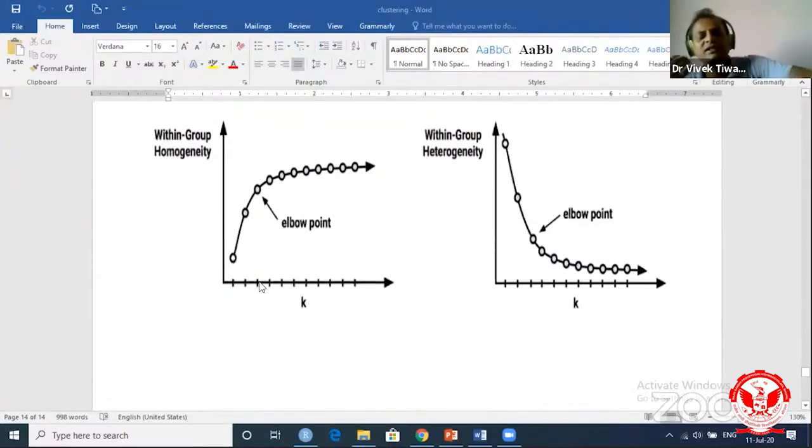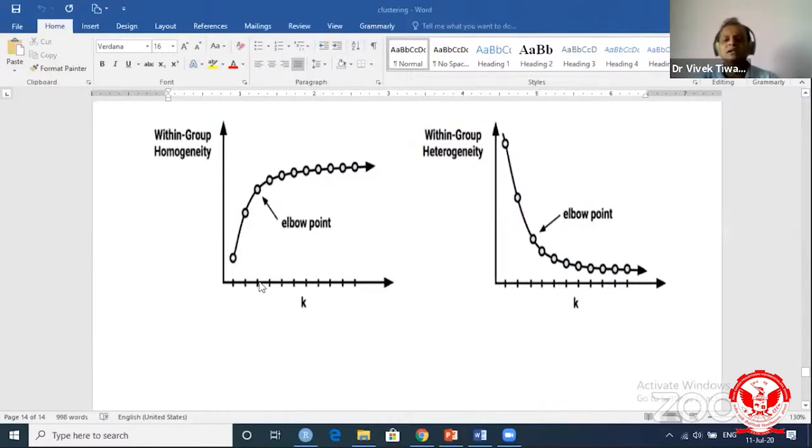It means if you set k equal to 4, whatever clusters you get will be the optimal clusters. So data points within those clusters will share similar properties. Otherwise, more number of clusters means data items are more scattered.